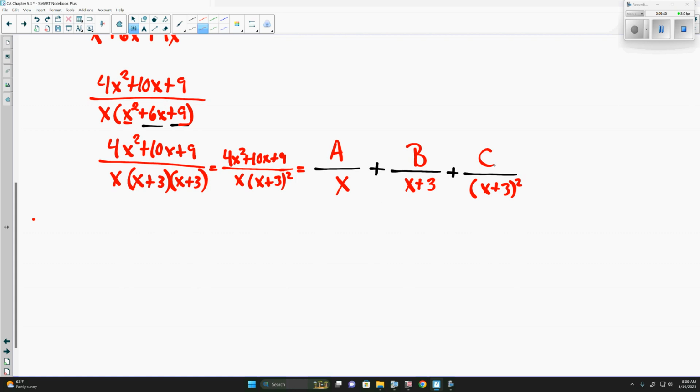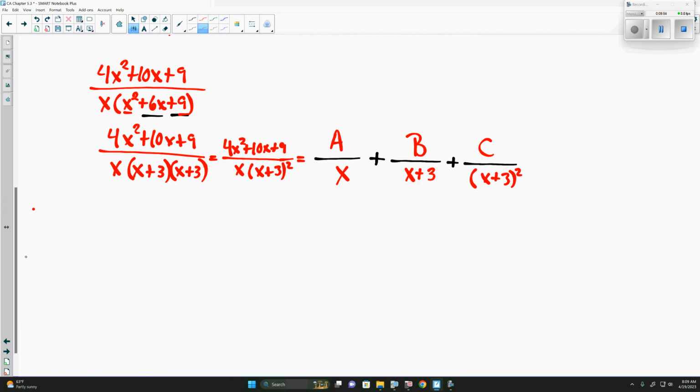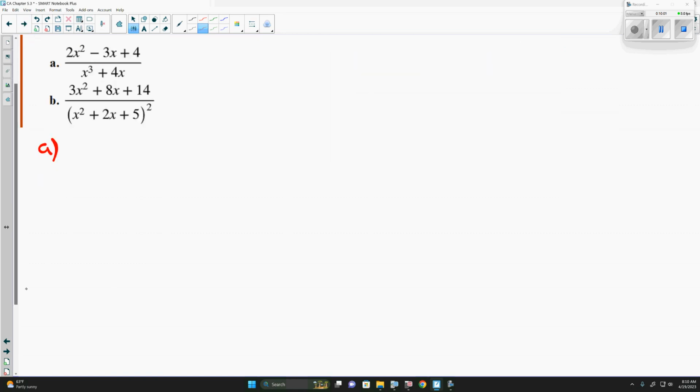Any questions on any of this here? We feel pretty good about setting these up? Yep. Set up the partial fraction decomposition, so we just want to set it up. Before we solve it, we're going to do one more setup, and then we're actually going to start solving these. Now with this one here, again, the numerator doesn't make too big of a difference. 2x cubed minus 3x plus 4.